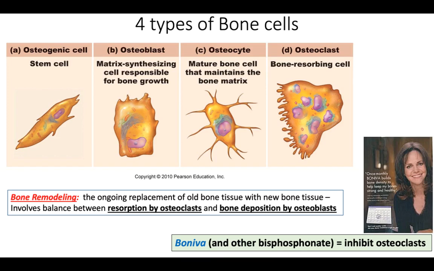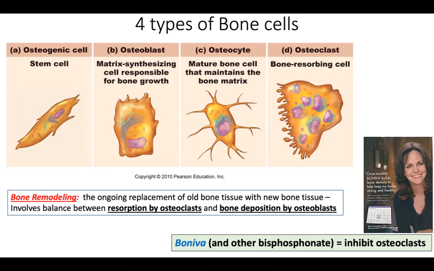All right. This combination of bone building and bone breaking down throughout your life is called bone remodeling. So remodeling is the ongoing replacement of old bone tissue with new bone tissue. It involves the balance between resorption, which again is the breaking down of bone, and that's done by the osteoclast, and then bone deposition or bone building by the osteoblasts. So this is a balance, okay? And as long as it's balanced, all the bone that you break down, you'll rebuild, which is good.